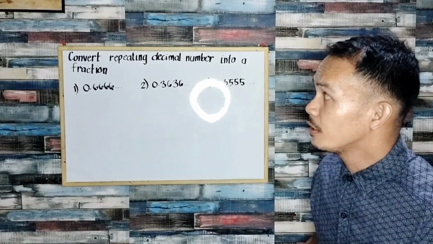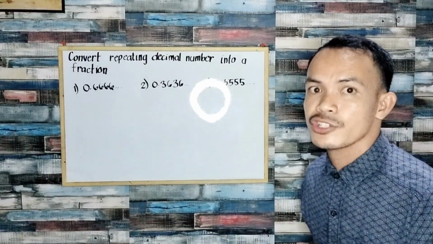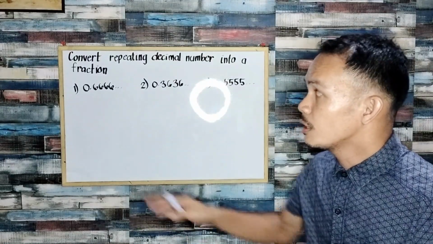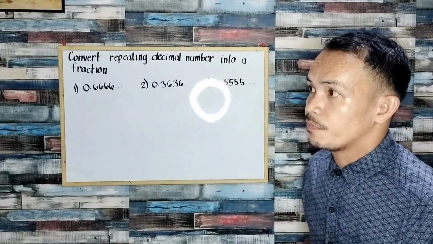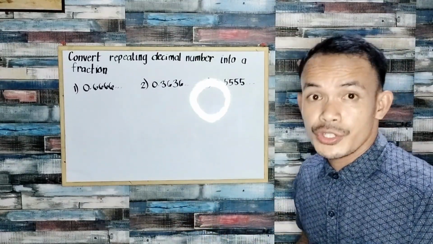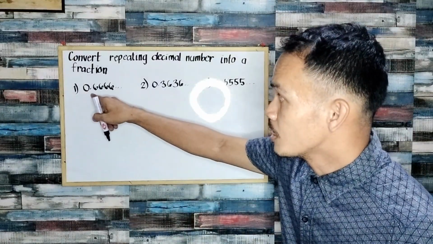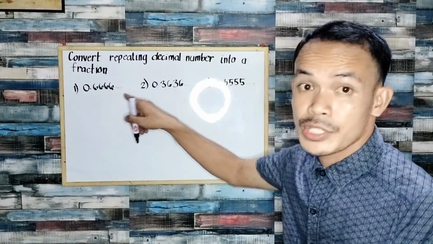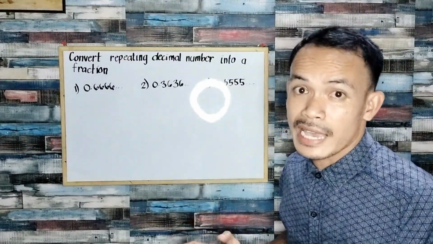Our topic today is convert repeating decimal number into a fraction. How do we convert repeating decimal number into a fraction? It is quite different from the usual conversion of fraction. Let's say for example here we have 0.6666, it's repeating, right? It shows that the value is not exact.